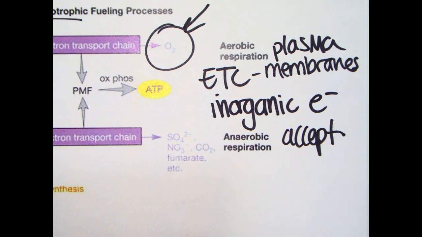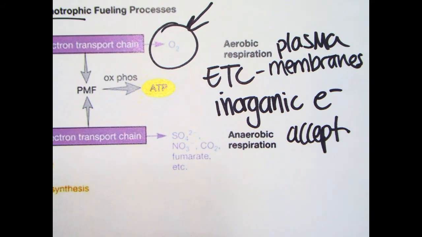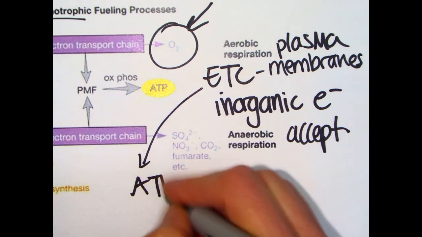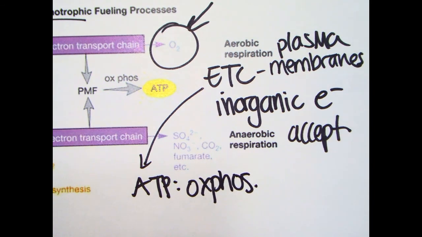Bacteria can also do anaerobic respiration, which has an electron transport chain with external inorganic electron acceptors, but these are not oxygen. They're going to be things like sulfate or nitrate or carbon dioxide, but they are going to be external to the rest of the processes of the cell. Because of the electron transport chain, ATP is made by oxphos, oxidative phosphorylation.